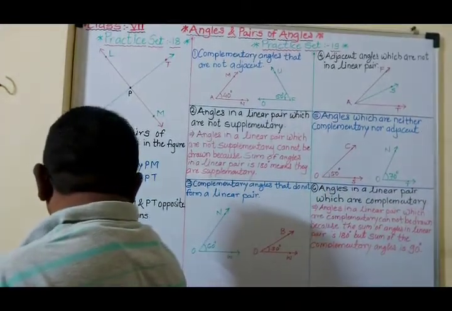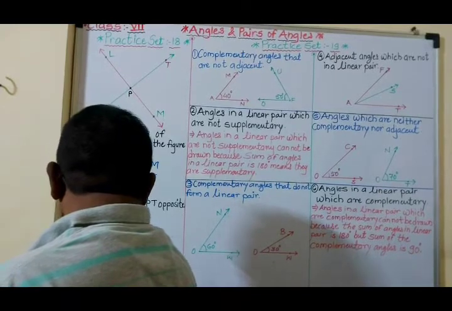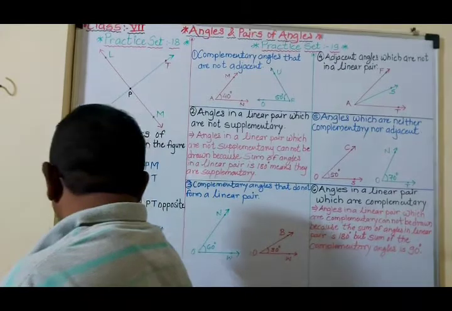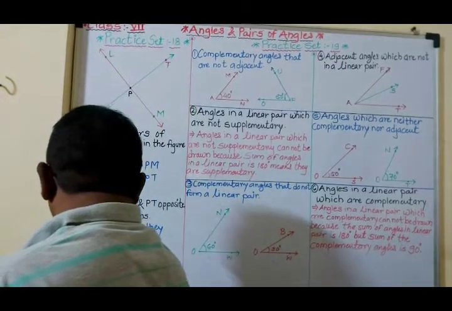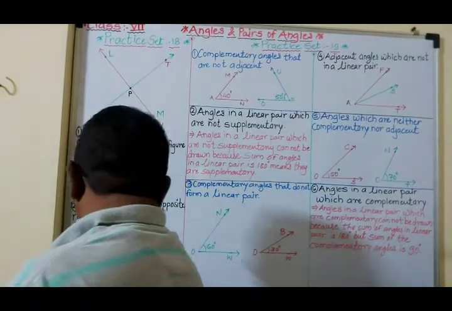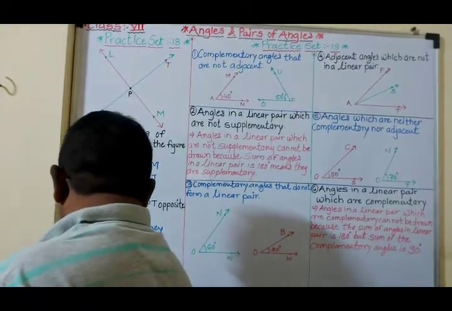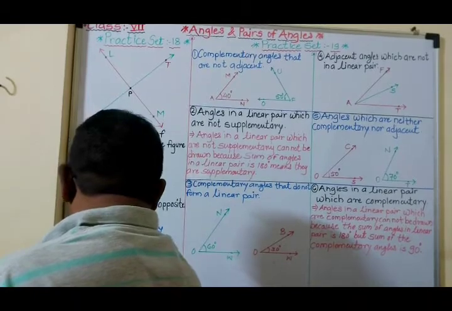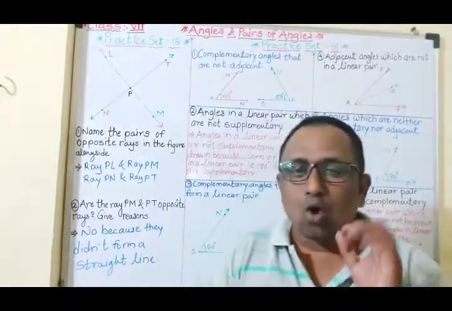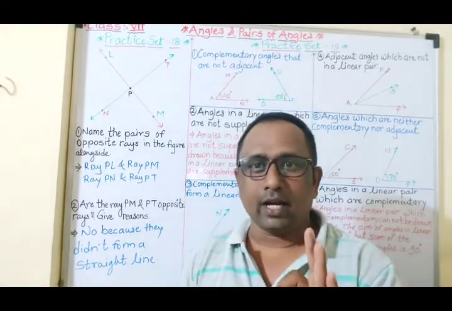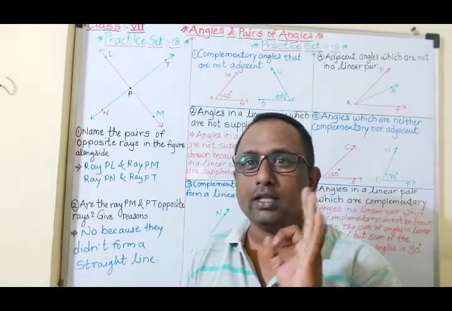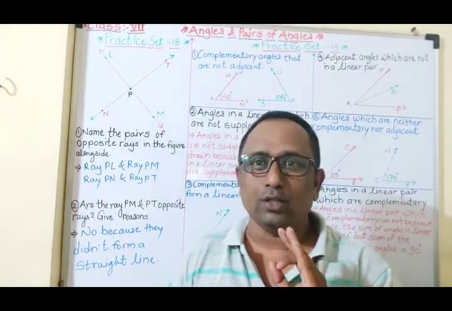No, because they didn't form a straight line. Common origin and straight line, these two things keep in mind. This is the definition of opposite rays.